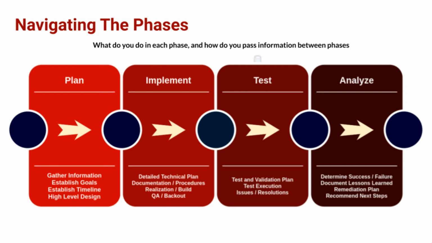The goal of the implement phase will be to take the work product from the plan stage and bring it into reality. First, we're going to come up with our detailed technical plan. That will be taking the high-level design and the goals, informed by all the information that we've gathered during the planning phase, and turn that into a detailed technical plan where we fleshed it out with all the details that we need to know in order to build our service.